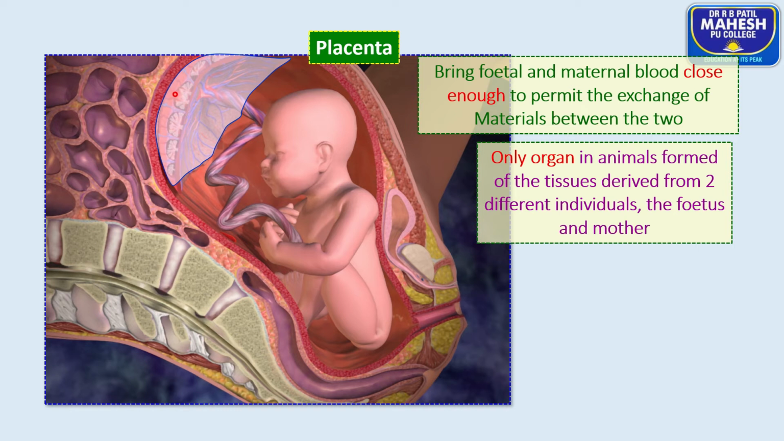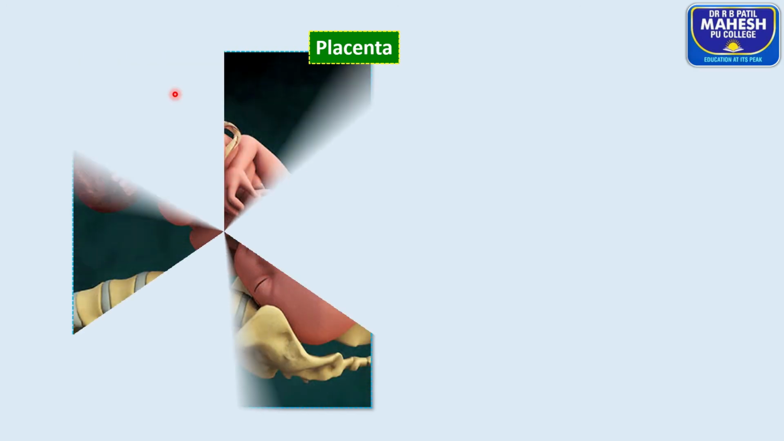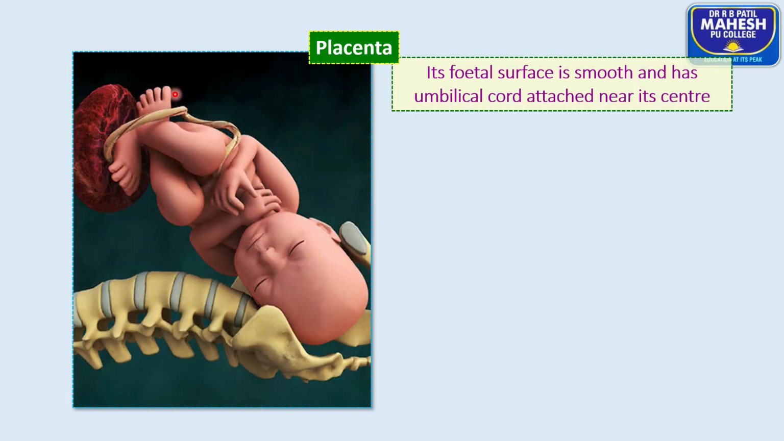The question arises, why is the placenta formed? Because of the exchange of biological materials. And remember, this placenta is the only organ in animals formed of 2 tissues and derived from 2 different individuals. One is from the mother, and the other is from the fetus. Next we'll discuss that its fetal surface is smooth and has an umbilical cord. That means a fetus is connected to the placenta by means of the umbilical cord.